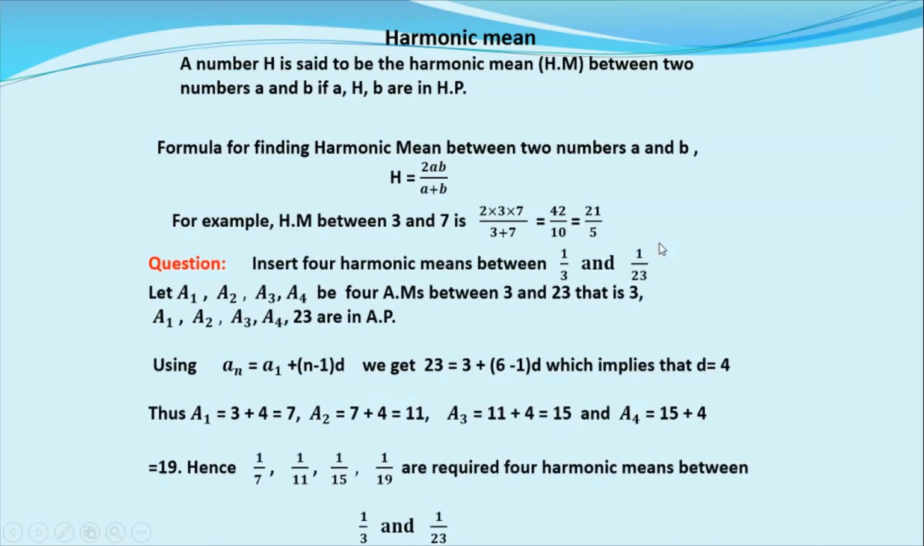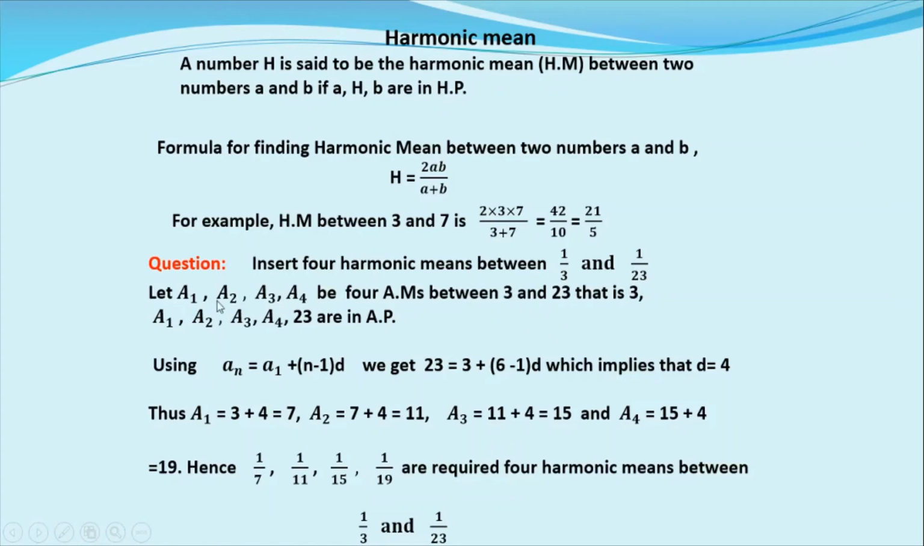Now let's take another example, one more question. In this first example, we had to find only one harmonic mean between two numbers. Now the question is, insert four harmonic means between these two numbers, 1 over 3 and 1 over 23. If we take the reciprocals of these two numbers, we get 3 and 23. So we will take those two numbers 3 and 23.